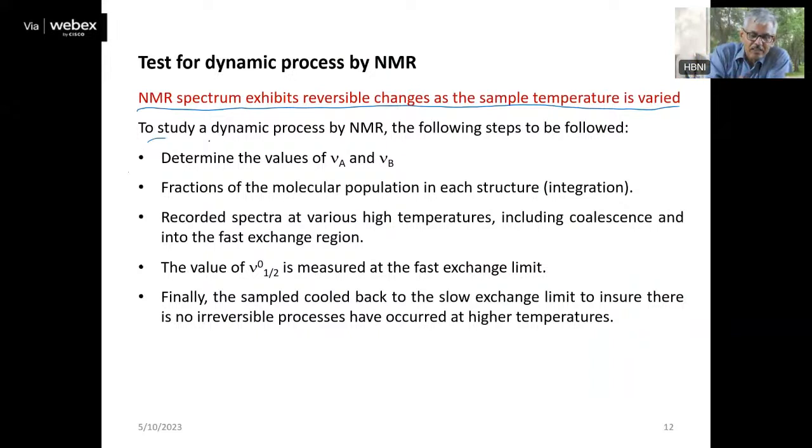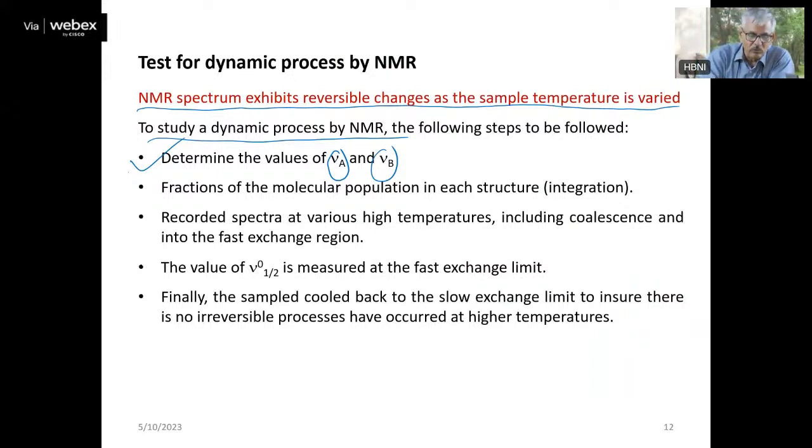So if you want to study a dynamic process by NMR, you have to do the following things. First, you have to determine the chemical shift values of the two groups of nuclei, nu A and nu B. Then there are the fractions of the molecular population that I also told you. Most of the time they will not be equal, depending on what structure you are dealing with. Like in the case of ethanol complexation, it will never be 50-50. There is little chance of it becoming 50-50, but DMF will always be 50-50.